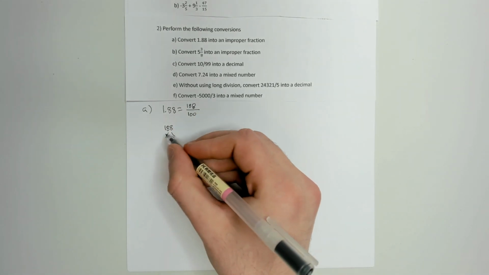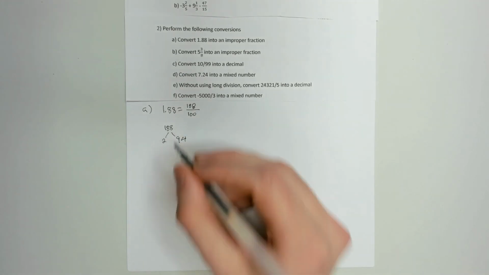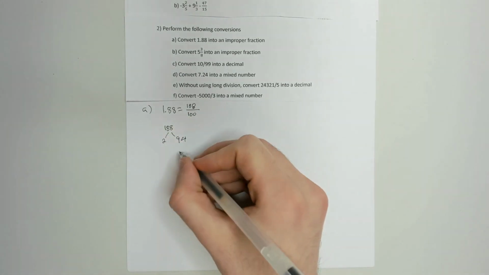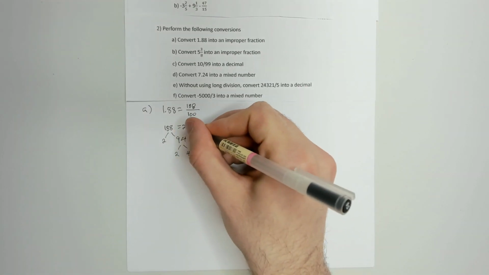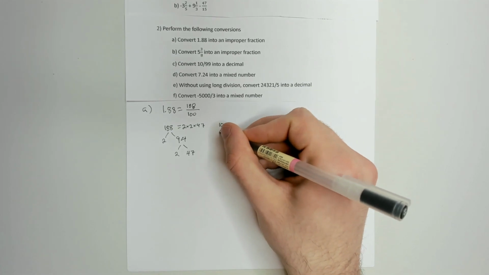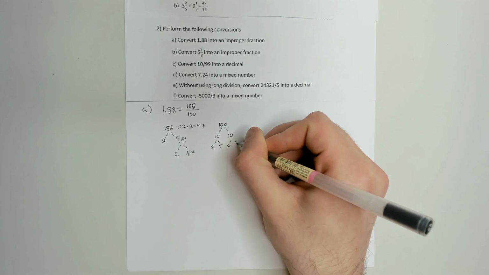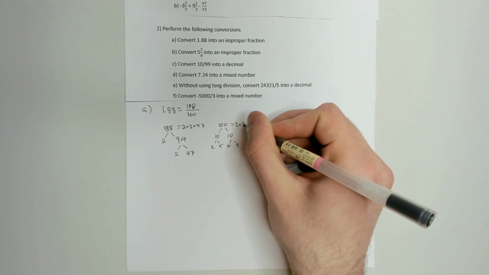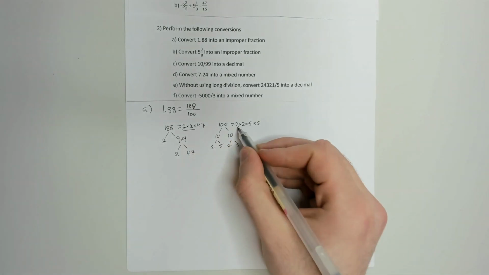So 188, that's definitely a multiple of 2. And 94 is going to be half of that, right? So 2 times 94. And 47 should be prime. So we're looking at 188 is 2 times 2 times 47. And 100's prime factorization is going to be 2 times 2 times 5 times 5. So it looks like their greatest common factor is this 2 times 2, or 4.